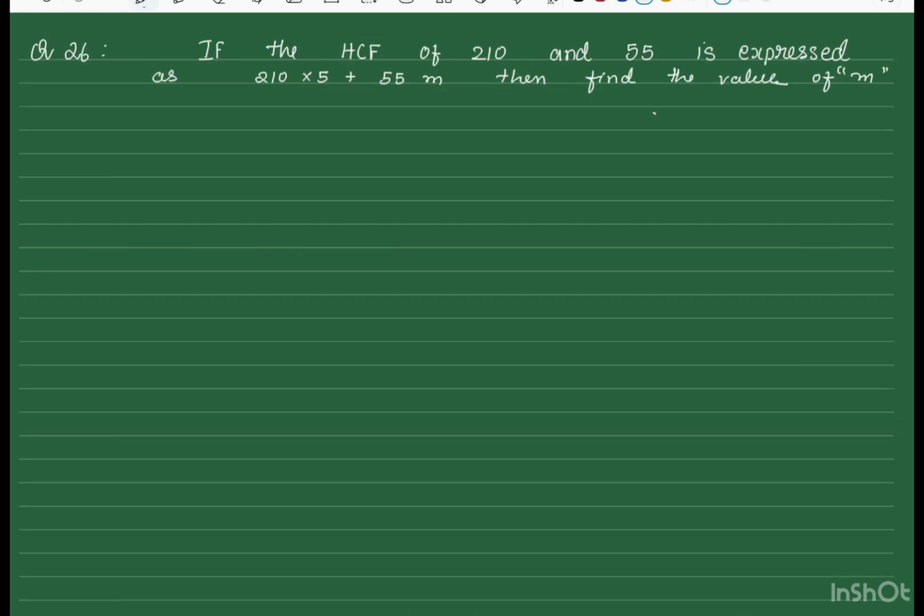Question number 26. If the HCF of 210 and 55 is expressed as 210 into 5 plus 55m, then find the value of m. Here HCF of 210 and 55 is given as 210 into 5 plus 55m.